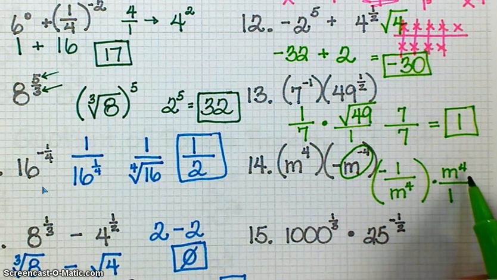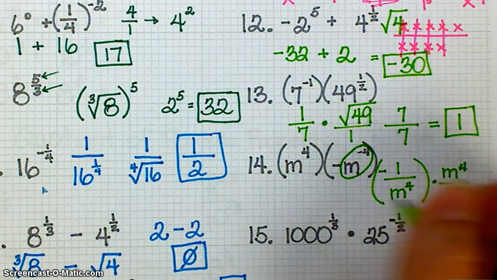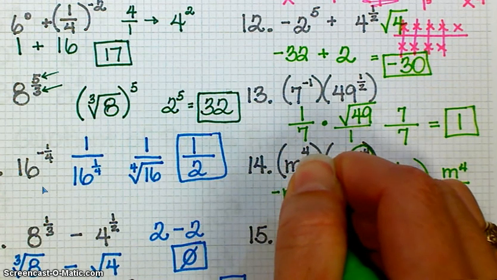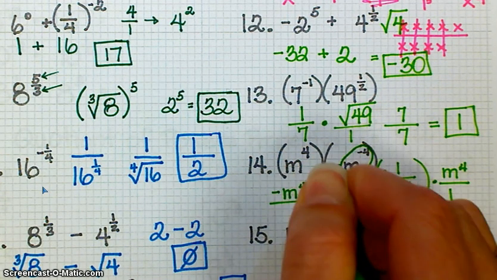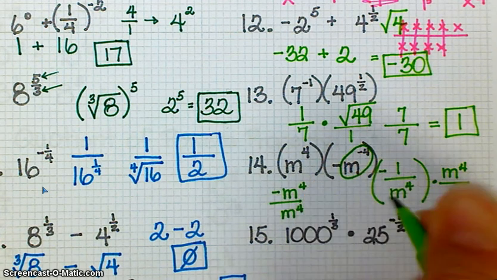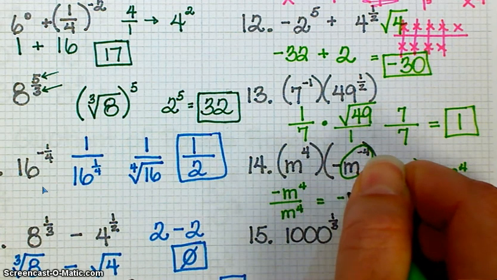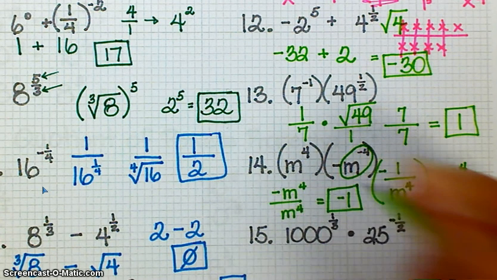Negative 1 times m to the 4th over m to the 4th times 1. And you have negative m to the 4th over m to the 4th. And that is negative 1 when it's all said and done.